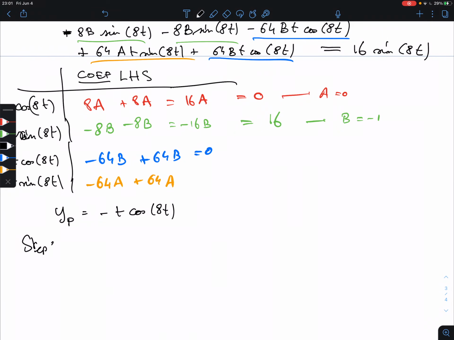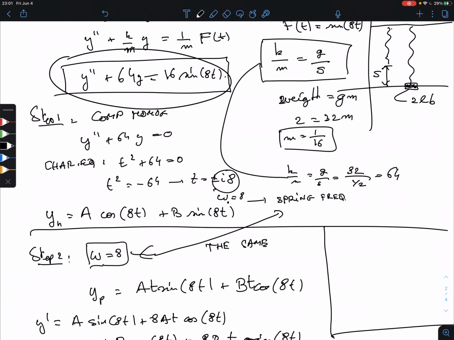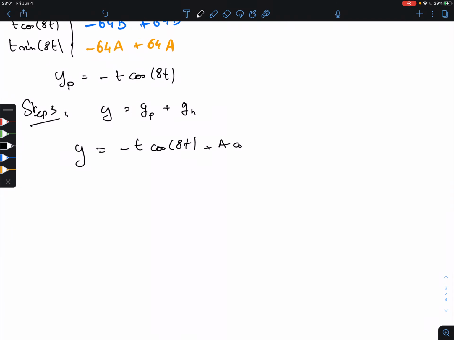Okay, step 3. Let's put everything together now. So the general solution is the particular solution plus the general homogeneous solution. So y equals minus t cosine 8t, and then we have now a and b. In step 2 I used a and b, but they didn't interfere with these a and b, so now I'm reusing them, right? Plus a cosine 8t plus b sine 8t. Okay, and so there was an initial condition. Let's read the initial condition. That was number 13, right?